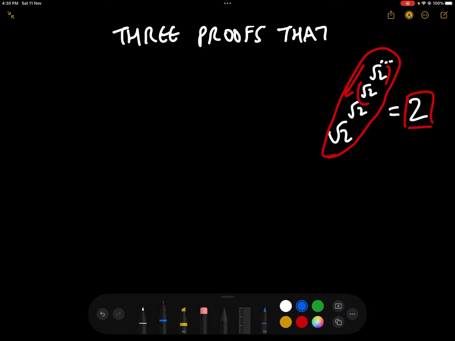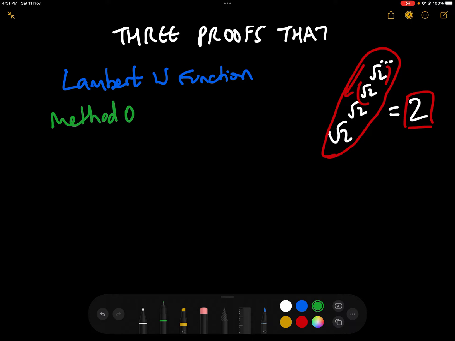Okay, so the proof that root 2 to the power, root 2 to the power, root 2 to the power, root 2 ad infinitum is equal to 2. So to actually do the proof rigorously, we need to deal with the Lambert W function, but we're not going to do that yet. We're going to do that in a subsequent video. So at the moment we're going to do 3 proofs, which are not quite as rigorous, but they still do prove it.